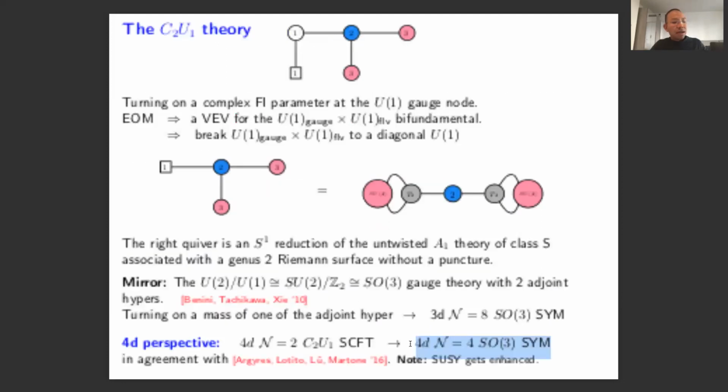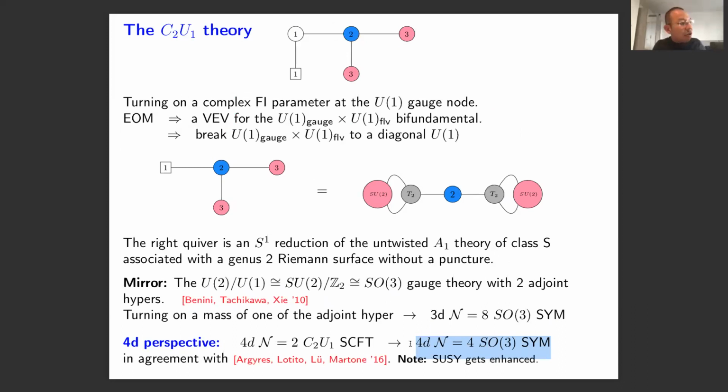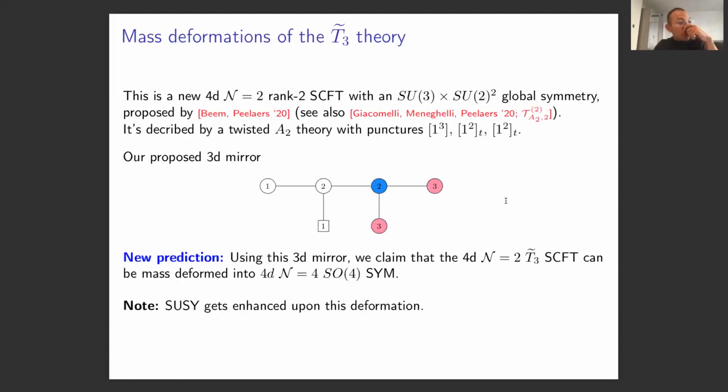So then we can say, okay, this is a known result, fine. You give another way to support it, but what about a new result? Yes, there was also a new type of theory. This is a rank 2 theory with the symmetry SU3 times SU2 squared. This was first proposed by Beem and Peelaers in that paper. It's called the T3 tilde theory, and it is also studied by these gentlemen under another name. So the mirror quiver is this one.